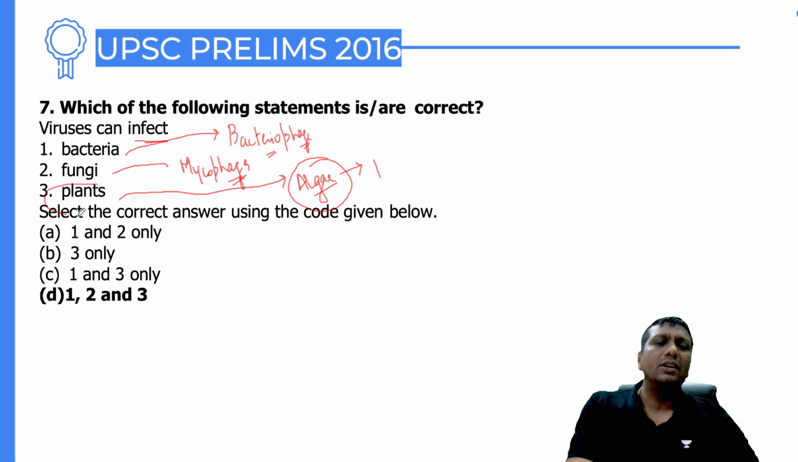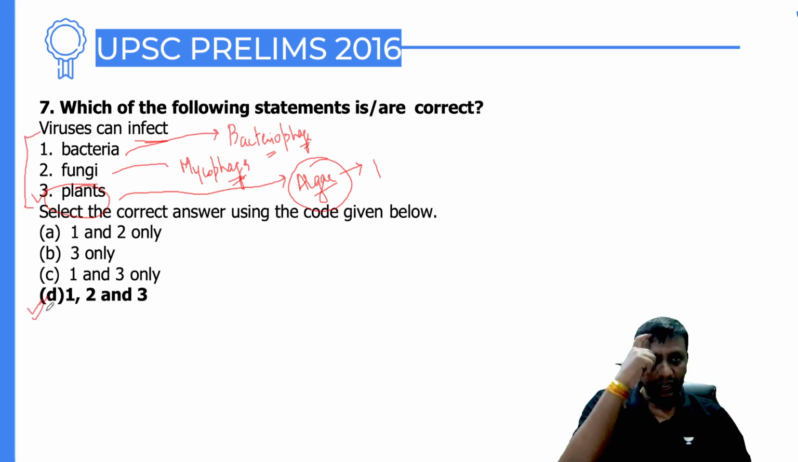Even the cauliflower mosaic virus: simple, cauliflower is a plant, and the mosaic virus causes a mosaic type of appearance. So you can find that all three diseases happen because of viruses. So all three kinds of organisms suffer.